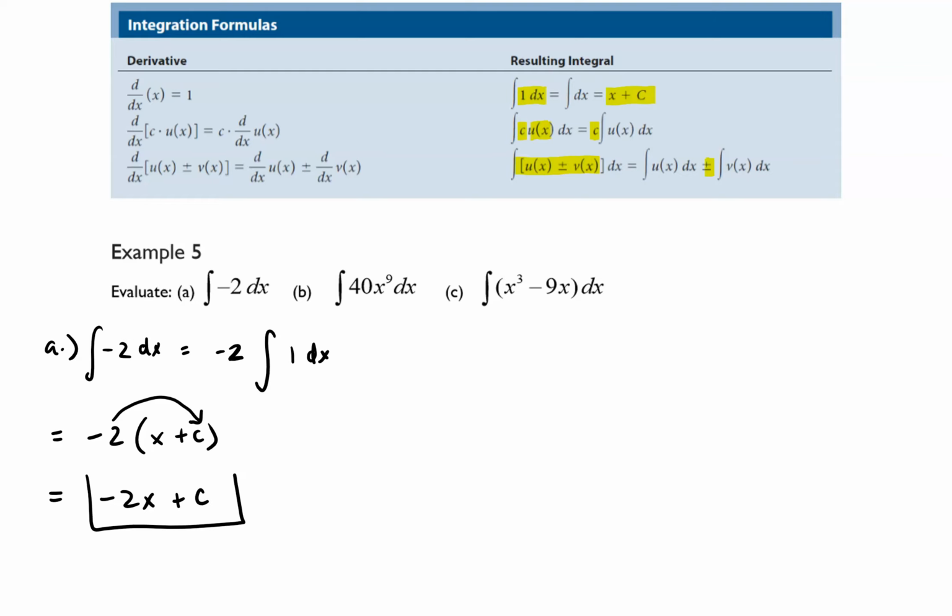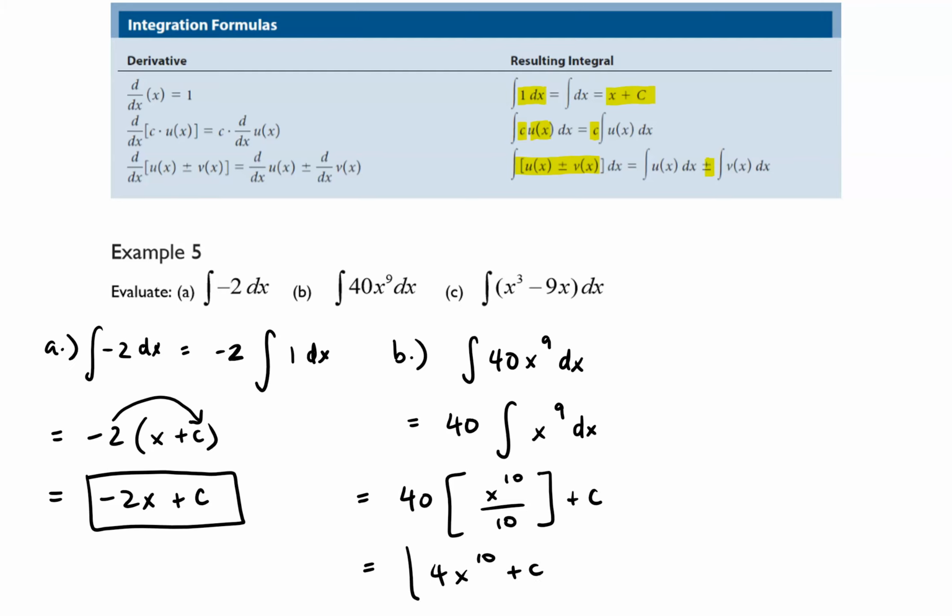For part B, we have the integral of 40 times x to the 9th power dx, and I can pull out the 40. So I just have x to the 9th power dx like that. We're integrating that. And then that's going to be 40 times x to the 10th power over 10 plus c. And that's just going to equal 4x to the 10th plus c like that.